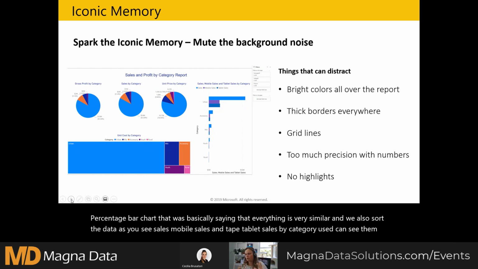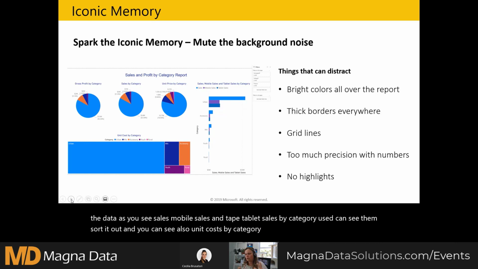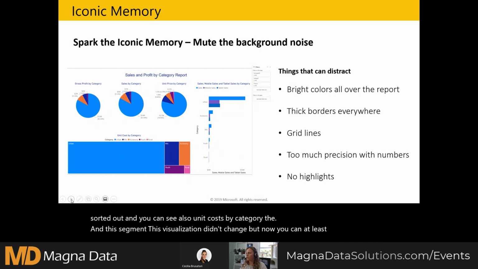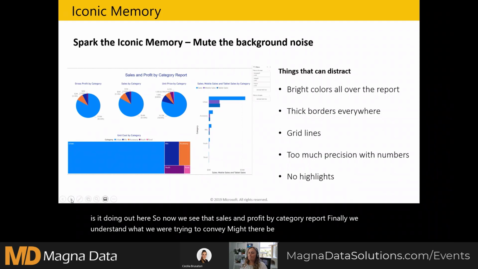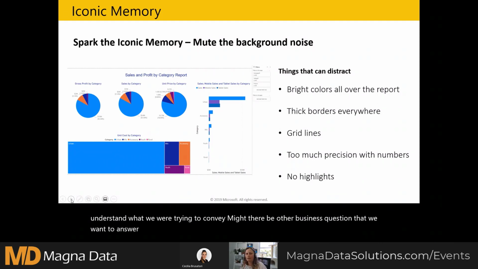This visualization didn't change, but now you can at least understand what it is doing here. So now we see that sales and profit by category report. Finally, we understand what we were trying to convey. Might there be other business questions that we want to answer? Yes, probably. So then we can have another report, another page.